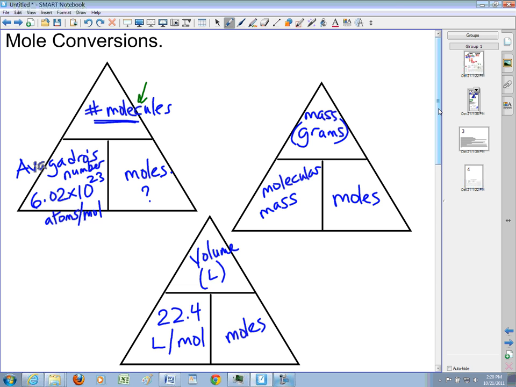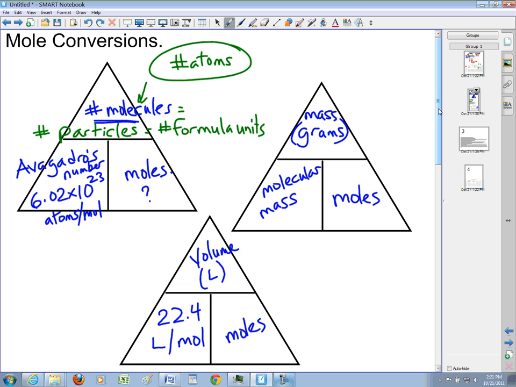And molecules can also be, is the equivalent to, so if you see questions that talk about the number of particles or the number of formula units. If you see any questions in chemistry that ask for any of those things, they're the same. The number of atoms is a little bit different than that, and it can be equal to the number of molecules, but not necessarily. So let's take a look at this.